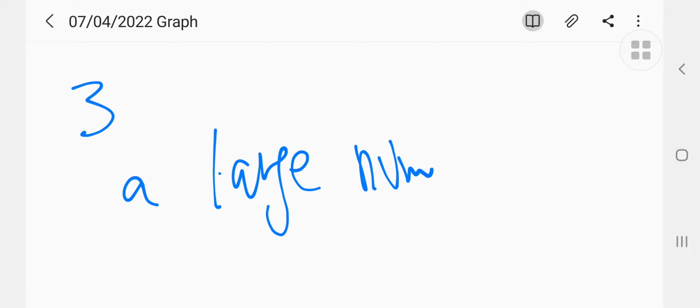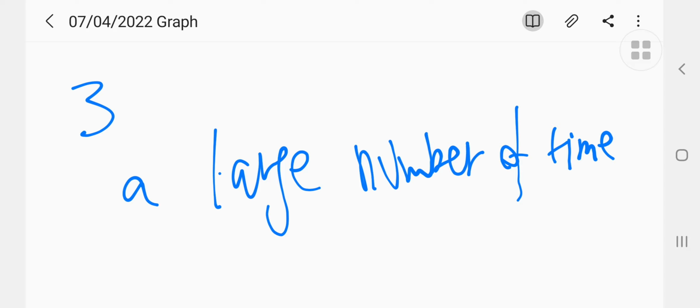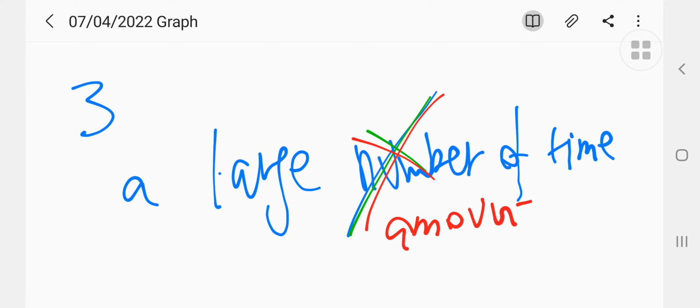Next one is "a large number of time". Of course, we can say a number of times, but in this case, we need to say a large amount of time because it's an uncountable noun. A large amount of time, a large amount of fat, a large amount is for uncountable nouns.